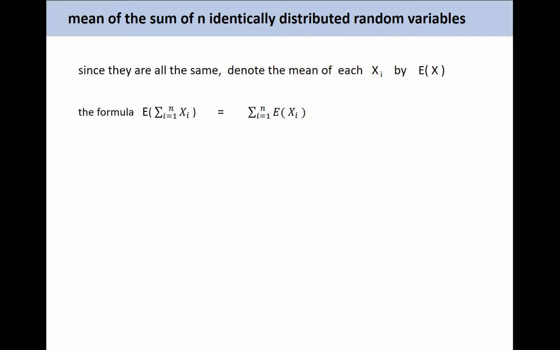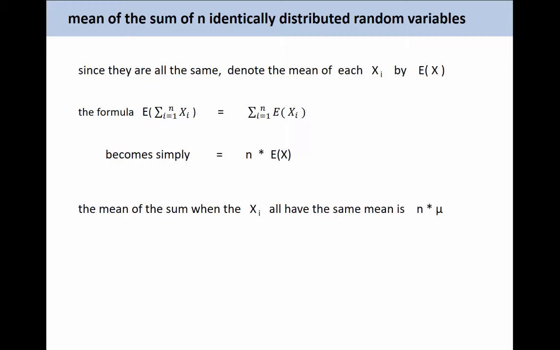So that formula, the sum has an expected value that is the sum of the expected values of each x sub i, simplifies to n times this expected value of x. So the mean of the sum when the x sub i all have the same mean is simply n times mu. Now, especially if you're tired, this may seem like a lot of algebraic sleight of hand. So let's put these formulas to work in a simple teaching example.